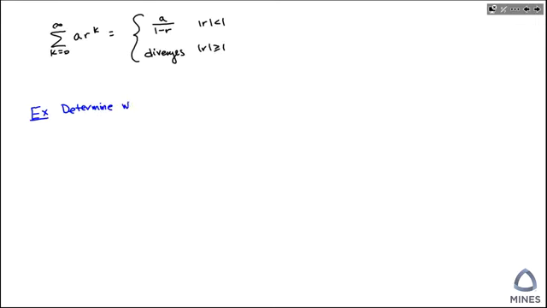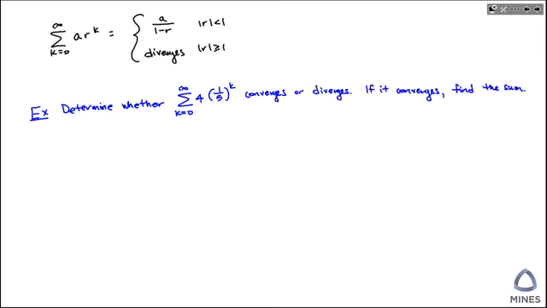So we're going to determine whether this particular series converges or diverges, and if it converges, we'll find the sum. What we'd start with is realizing that this is a geometric series. So we start out by saying that this series is a geometric series with a equal to 4, r equal to 1/5.